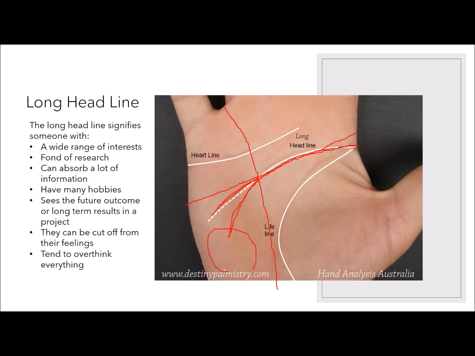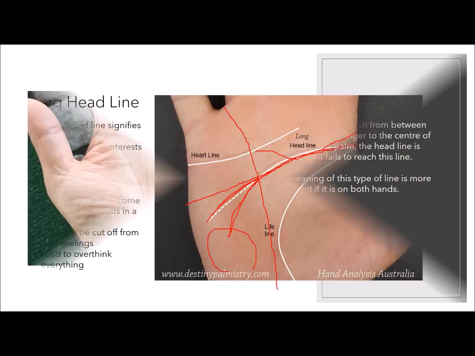They may be fond of research, study. They can absorb a lot of information. They may have many hobbies, and they may see the future outcome or long-term results in a project. They may be cut off from their feelings, especially if there is connecting lines from the heart line to the headline. And they may actually overthink everything, so taking things too far in their thinking. Let's move on to the next slide.